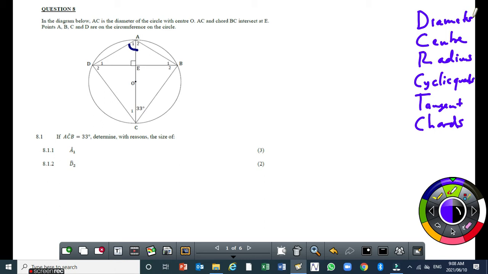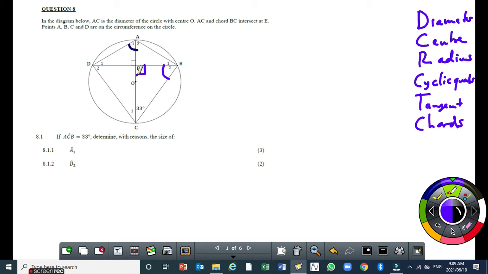To determine A1, I'm going to find B2 first. If I can get B2, it means I can say A1 is equal to B2 because they are angles in the same segment. That's how I'm going to approach it. I don't know how you did it, but that's how I'm going to approach it. So first thing, I need to prove that this angle is 90 degrees. So in triangle CBE, this angle here, that is CEB, is 90 degrees, but I need to write down why it is 90 degrees.